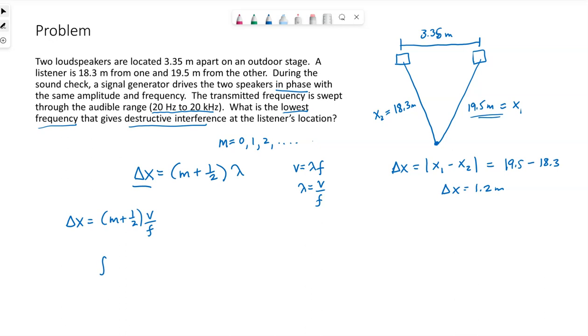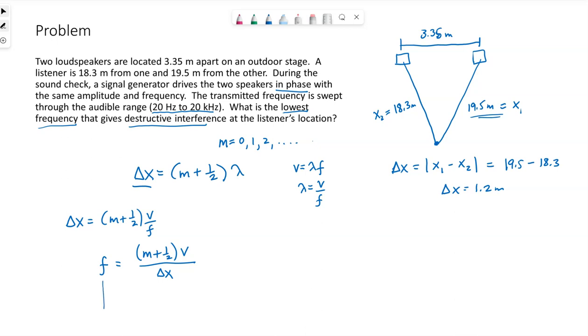If I solve for frequency, because that's what we're essentially looking for, I will have m plus 1/2 times v over delta x. V is the speed of sound. It's the speed for the type of wave we're talking about. So we know the speed of sound.